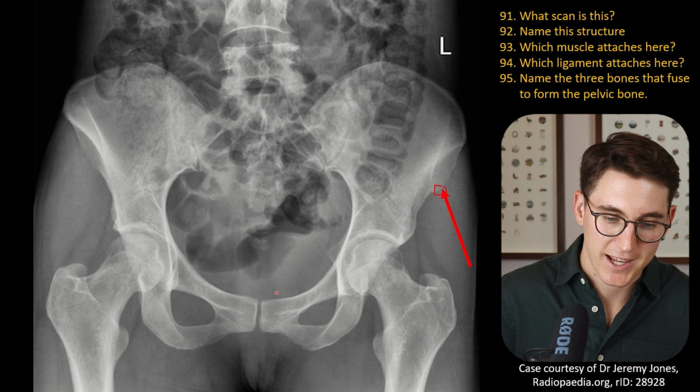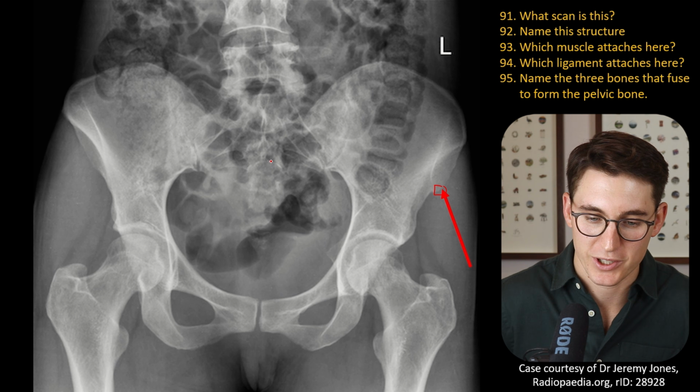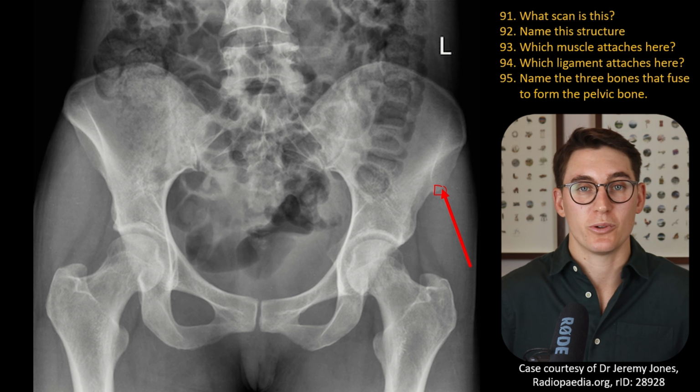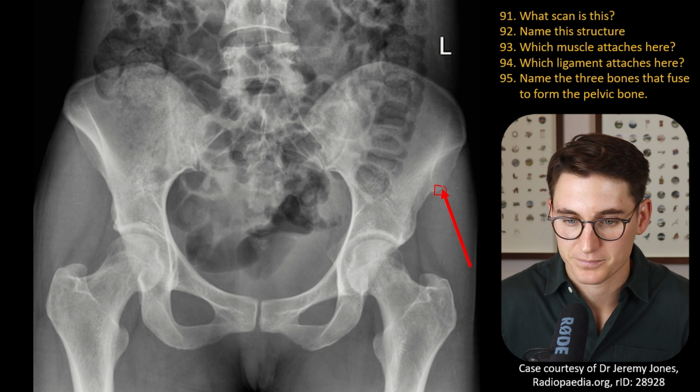comes from here and heads towards our pubic bone, and that's what's known as our inguinal ligament. It makes up the floor of our inguinal canal. It's a really important ligament, especially if we're doing general surgery and we're doing hernia repairs. We need to know this anatomy quite well.